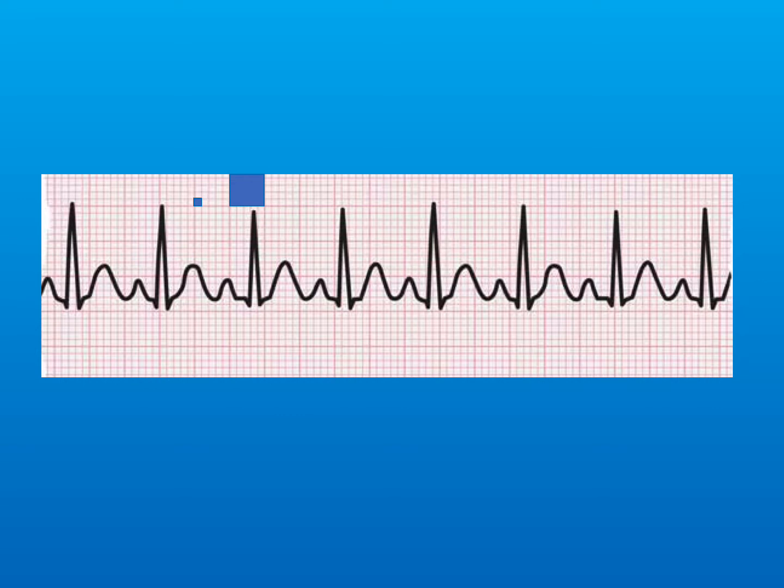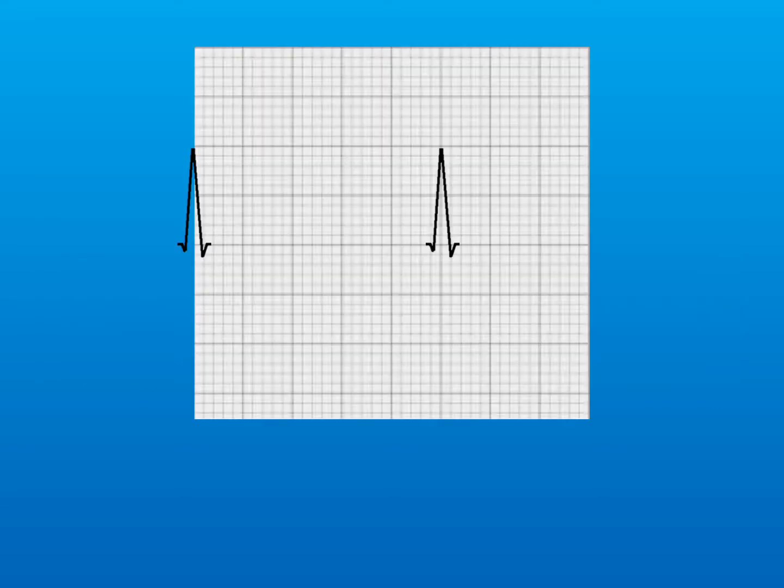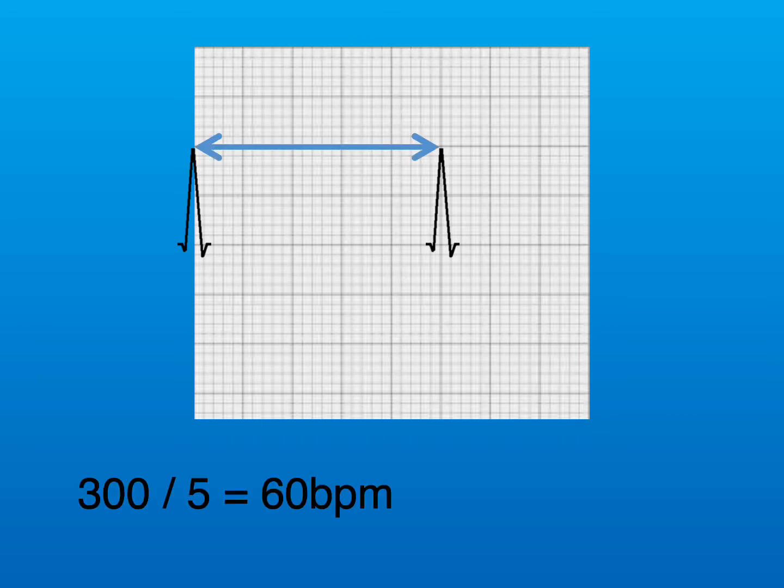Now, if the R to R interval, or the distance between QRS complexes, is 5 big squares, then we can say that there's a QRS every second. If we do the maths, 5 times 200 milliseconds is 1 second. So that would be 1 every second, and therefore a rate of 60 beats per minute. Ultimately, the calculation of the rate is going to be 300 over the number of big squares.